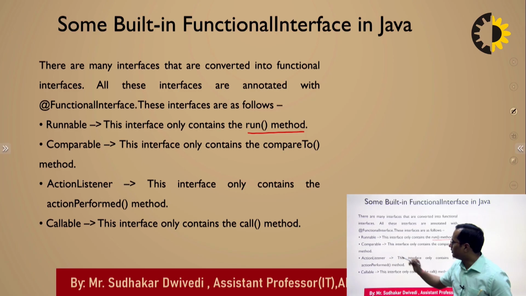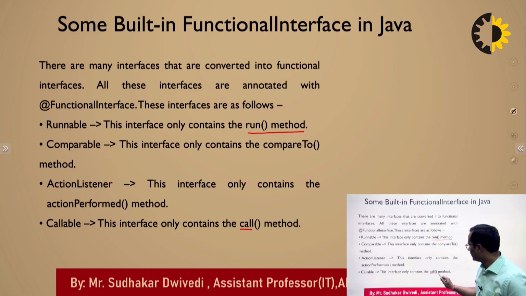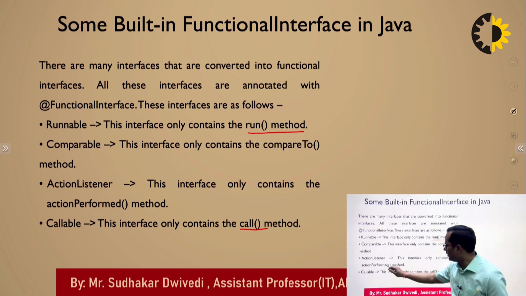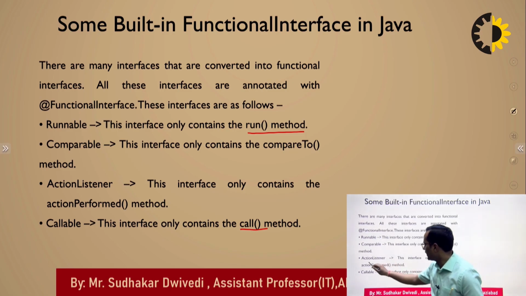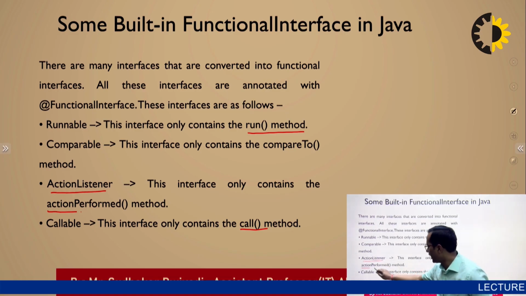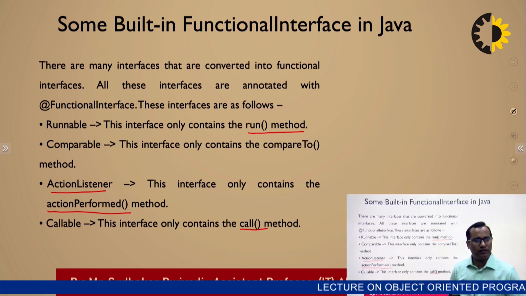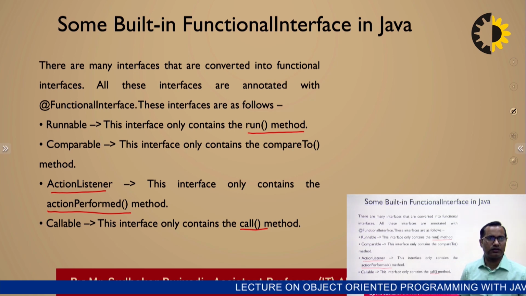The Comparable functional interface has the compareTo method. ActionListener has a method known as actionPerformed. Callable has the call method. So these are the methods available in these built-in functional interfaces. Like ActionListener is a functional interface and it has the actionPerformed method, and if we want to implement it, we need to override these methods.